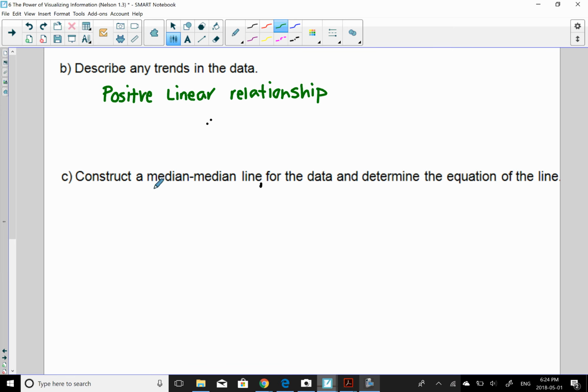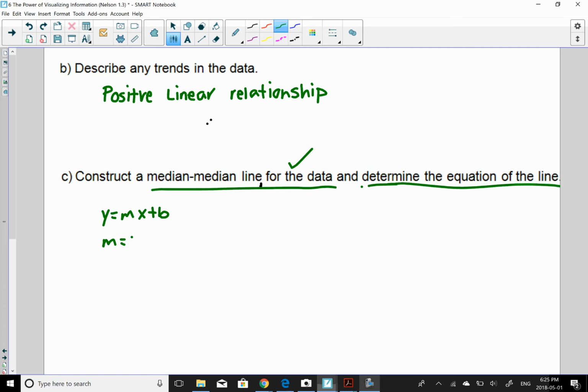Then it says construct a median mean line for the data. So we did that part. That's drawing it. And determine the equation of the line. So the equation of the line we know is y equals mx plus b. So we need the slope. And we need the y-intercept.